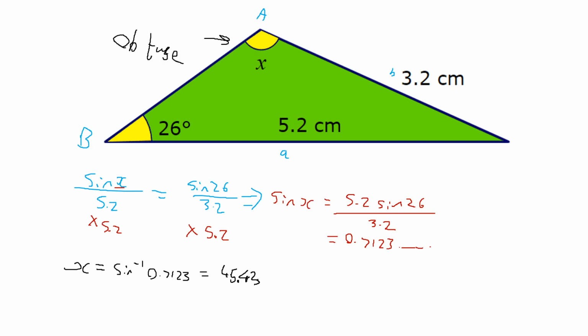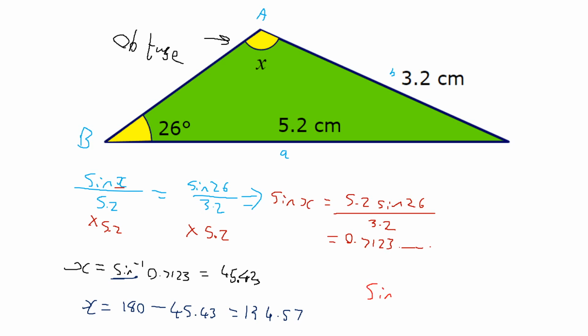So it can't be 45.43. So in this case, because it's sine, right? And I'll explain why this is the case in a future video. What we're going to do is we're going to do 180 minus our answer, which is 45.43. And then when we do that, we're left with an answer of 134.57.